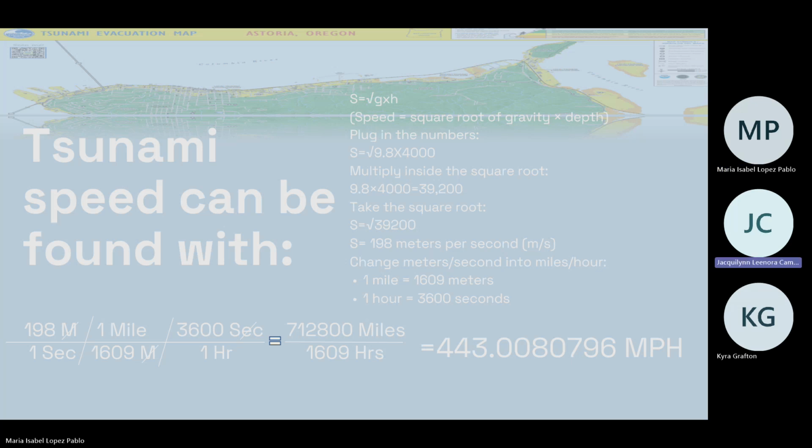Change meters per second into miles per hour. We have our conversions noted there. And after we do this and cancel out meters per second to miles per hour, we get 443.0080796 miles per hour. So about 443 miles per hour. That's just about as fast as a jet plane.